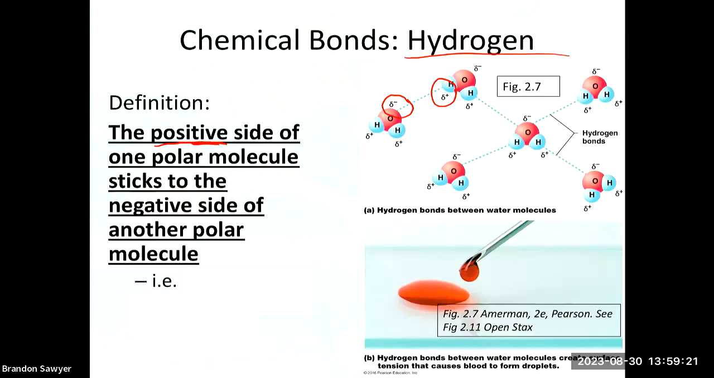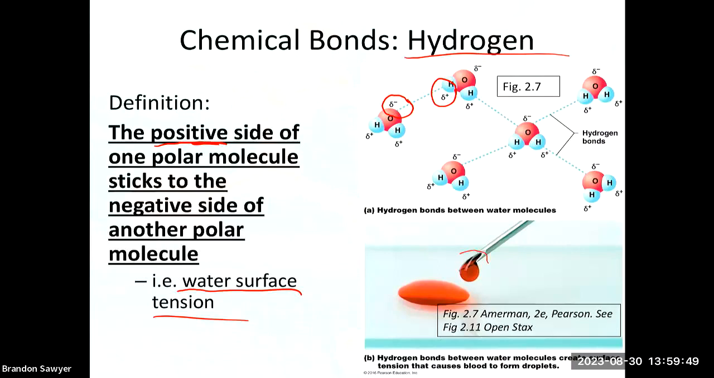These have some of the most important significance in all of organic chemistry, because they are responsible for most of the protein shapes that we have. They are responsible for all of the special properties of water that we're going to talk about in a second. And so these hydrogen bonds that are created because of polar covalent bonds are extremely important in biology.